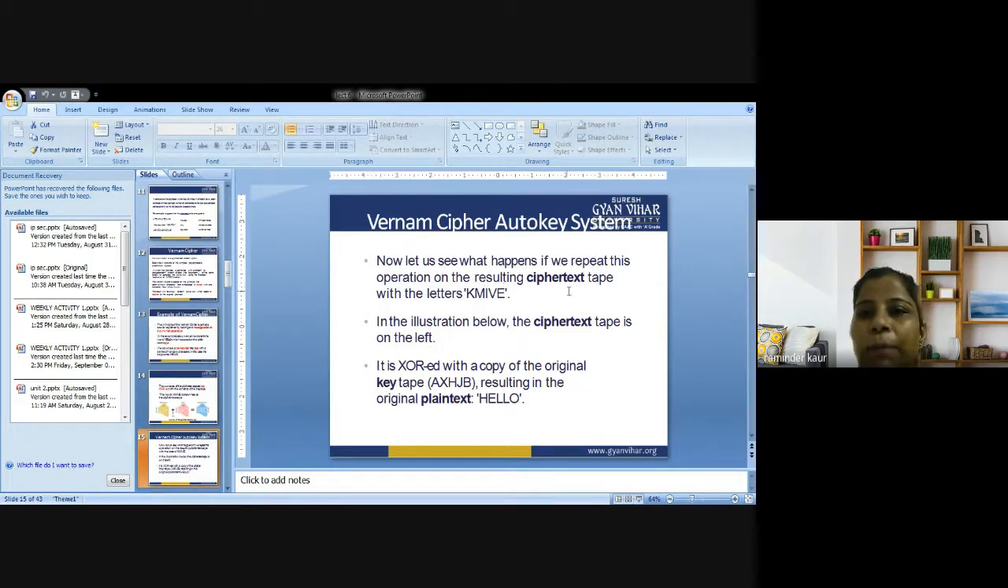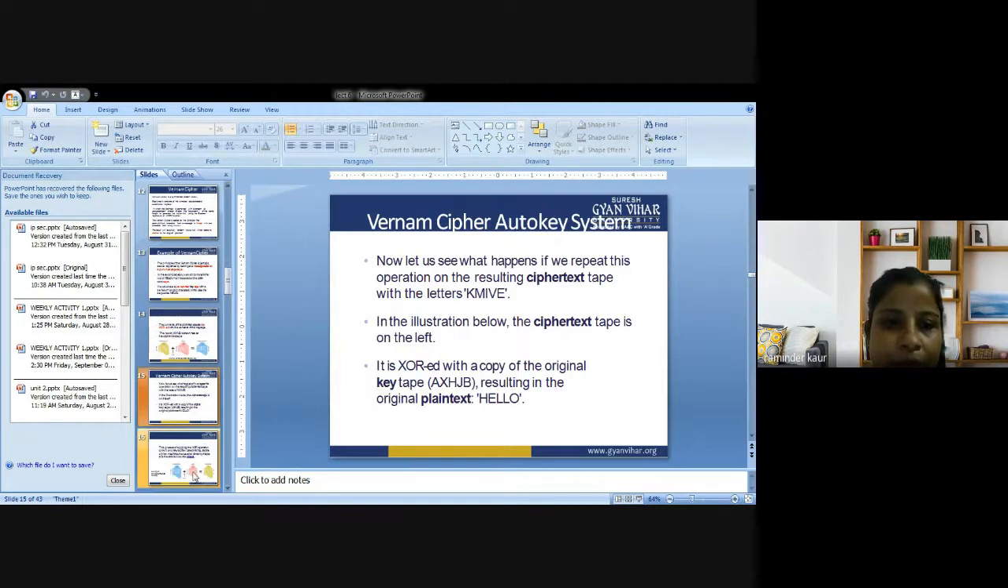Now let us see what happens if we repeat this operation on the resulting ciphertext tape with letters KMIVE, like we are supposed to decrypt the process. So in the illustration above, the ciphertext tape is on the left and it is XORed with a copy of the original key tape, resulting in the original plain text hello. So how does this process take place? Have a look at the same.